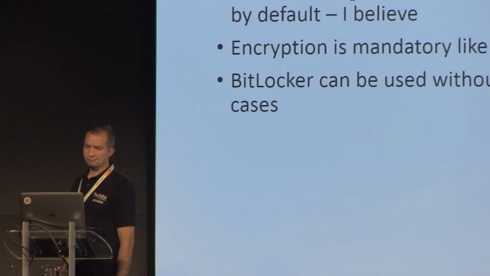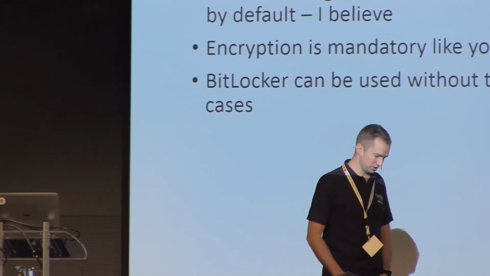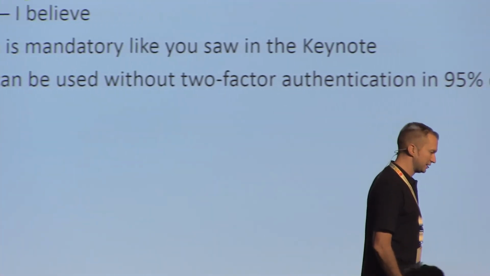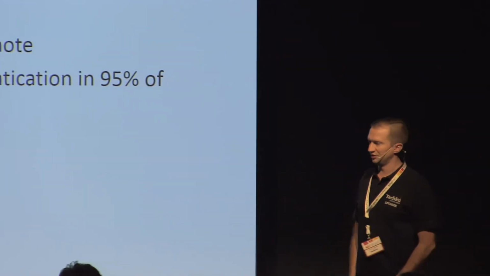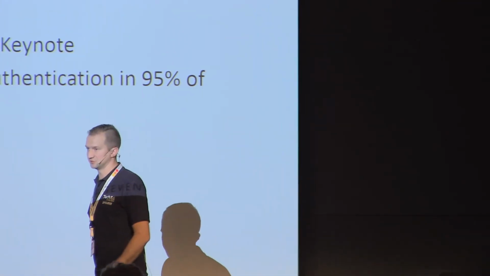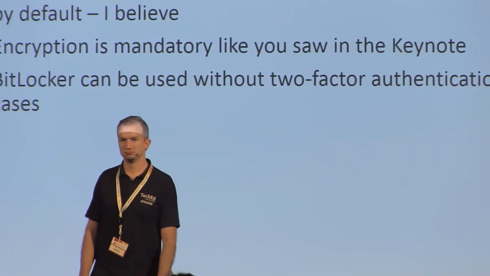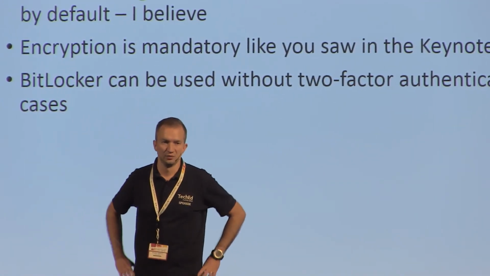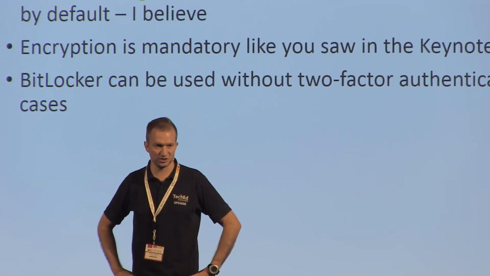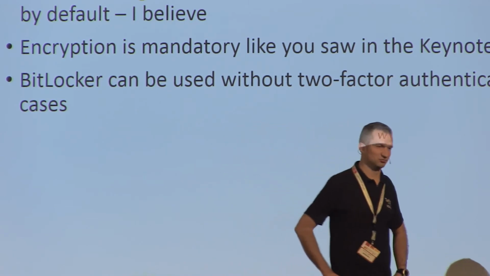Luckily, BitLocker can be used without two-factor authentication in 95% of cases. That's the one concept that's often missed: even when changing from Windows 7 to Windows 8.1, Microsoft changed the official recommendation. For Windows 7, Microsoft's official recommendation was that BitLocker computers should be protected with a PIN code. You use a PIN code to open up your machine. With Windows 8.1, even the official recommendation is to use no two-factor authentication, only TPM. And 95% of my customers are fine with plain TPM.